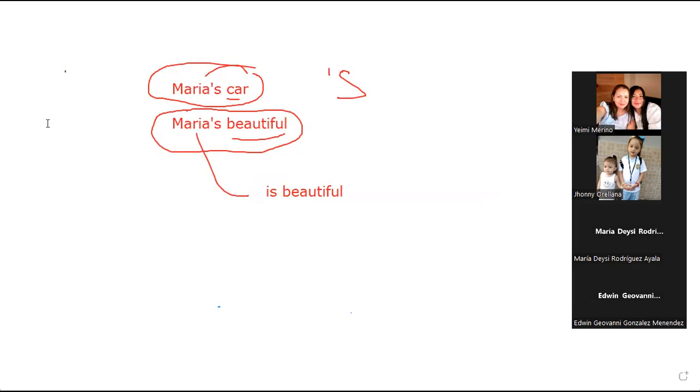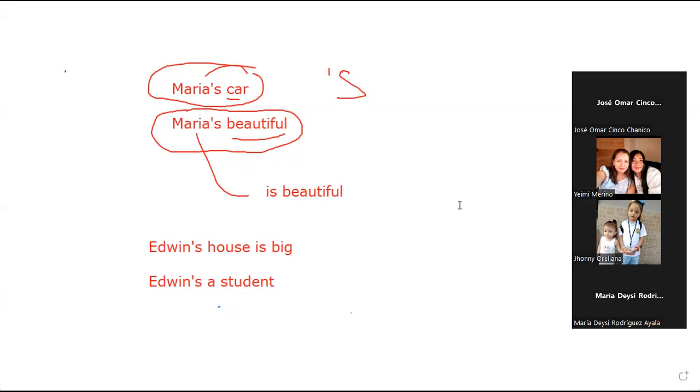Un ejemplo más. If I say, let's see, Edwin's house, luego digo, Edwin's house is what? It's big, let's say, it's big. And then I say, Edwin's what? Whatever, Edwin's student. This one is easier to identify, right? Because if I say Edwin's house is big, no estoy diciendo que Edwin es casa es grande. It doesn't make sense. Pero si digo Edwin's a student, Edwin es un estudiante.